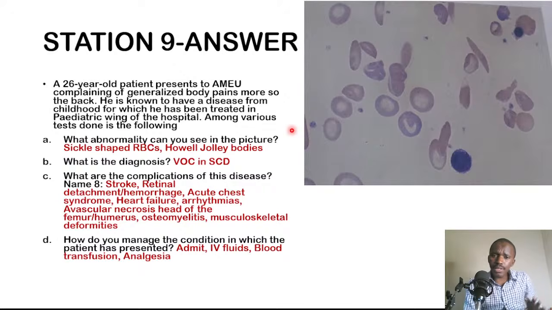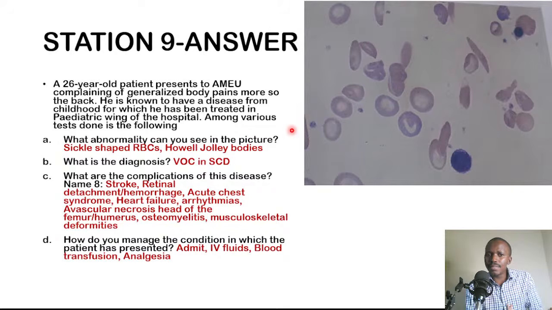With complications, a nice trick that I always like to learn, if there are a lot of complications, I like to do them head to toe. So meaning that I think, what are CNS complications of sickle cell? It could be a stroke. This person could have retinal hemorrhage or retinal detachment. They could have acute chest syndrome. They could have heart failure. They could have arrhythmias in the cardiovascular system.